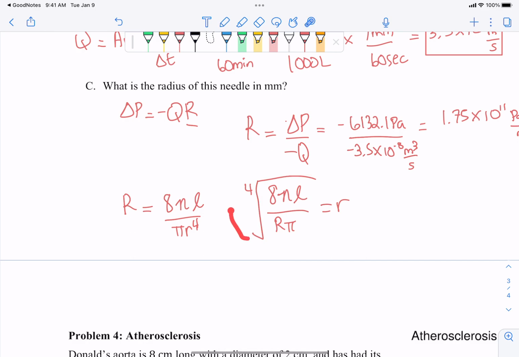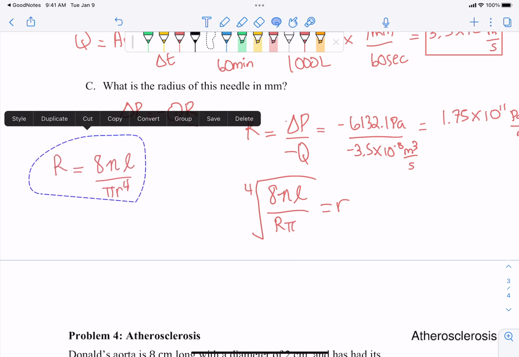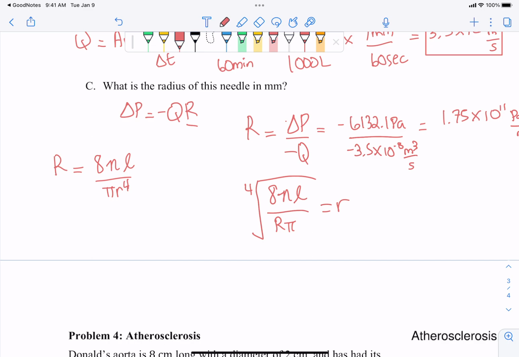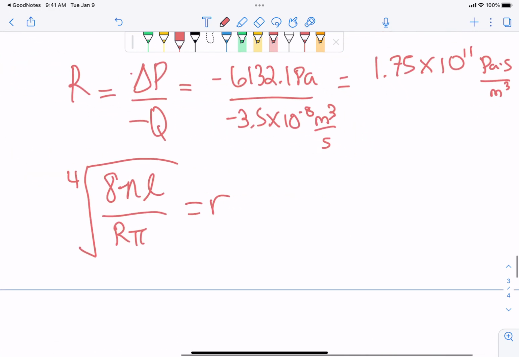Does anybody need me to write this out in more steps so you can see it a little bit more clearly? Make sense? Okay. All right. So that gives us our radius here. So this is, once again, just kind of a matter of plugging and chugging.